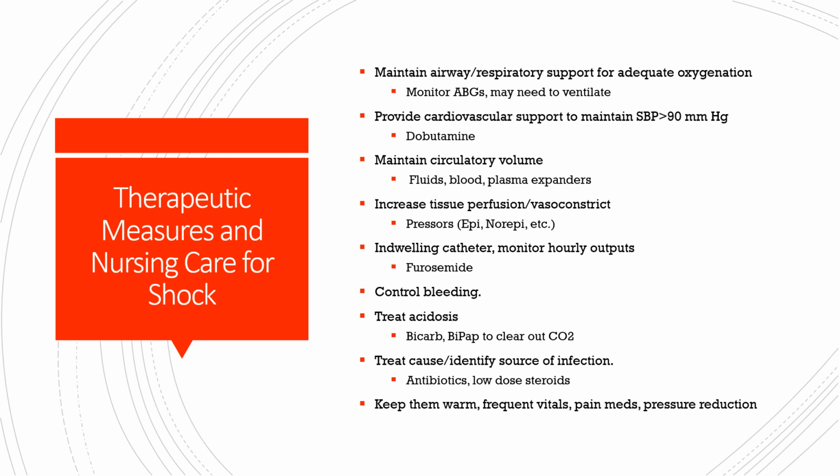Indwelling catheter to monitor hourly outputs, and that's 30 mLs per hour. And administer diuretics, which are furosemide, Lasix. Control bleeding, internal with surgery, or external, and external with a pressure dressing. You want to treat acidosis. And BiPAPs are used to correct the CO2 levels.